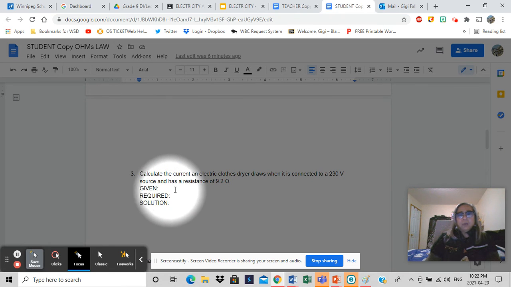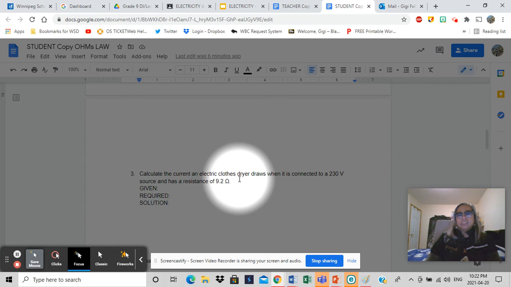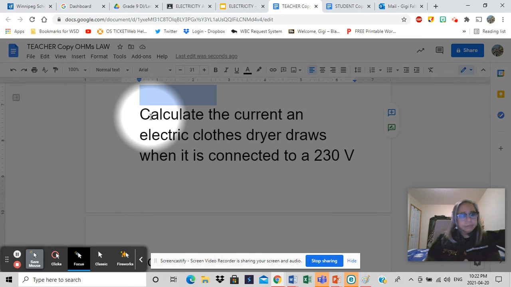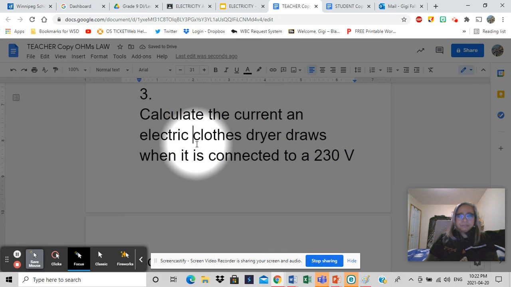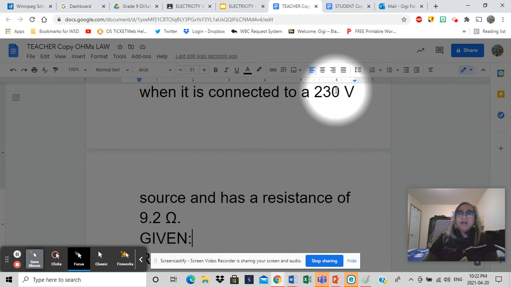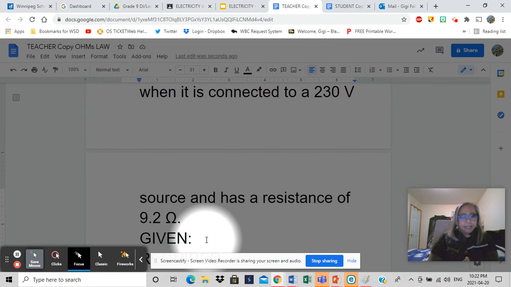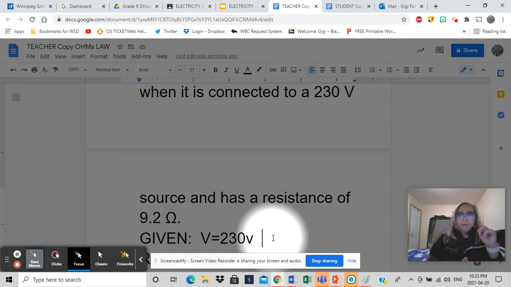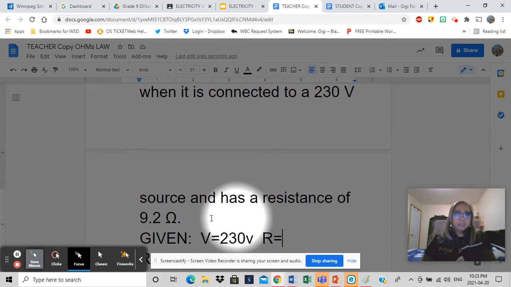And number 3, it says here, calculate the current at electric clothes dryer. So this is our number 3 problem, okay? My advice as always, look at the numbers that you have. 230 volts. So that must be part of the given, right? V equals 230 volts. What other number do you see here? Resistance of 9.2 ohms. This is very obvious in the problem. You could just say resistance of, then you know that's R, right? So R equals 9.2. I'd better copy this.